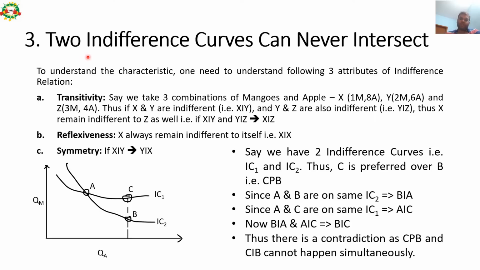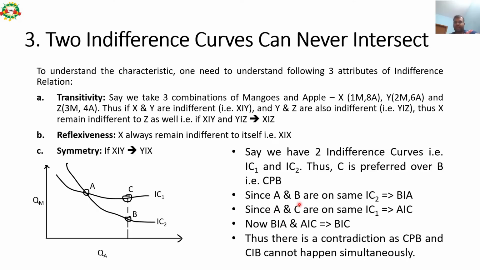Now to further understand this characteristic, let us assume two indifference curves intersect each other. The characteristic is that two indifference curves can never intersect each other, but let us assume by contradiction that they do intersect, and then we will prove that this is not possible. Hence this property will be proved. So here we have two indifference curves, IC1 and IC2, and these two curves are intersecting at point A. This point A is on both indifference curves 1 and 2.